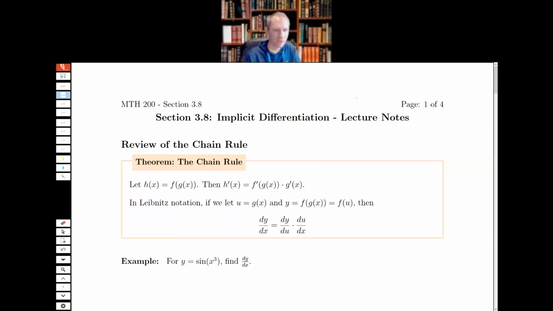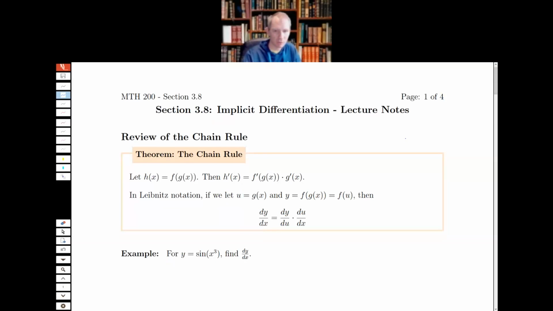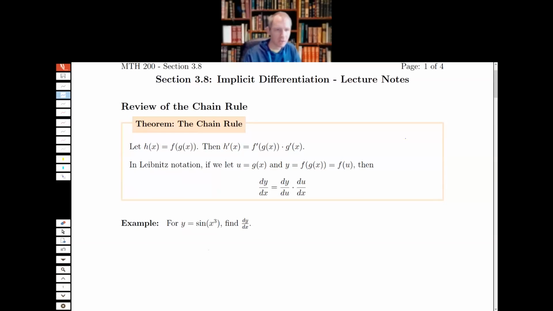Before we get to implicit differentiation, though, it's all built on the chain rule. So what we're going to do is begin by reviewing the chain rule. Here's our statement of the chain rule. If I have a function h of x that's defined as the composition f with g of x plugged in, then the derivative of h is f prime with g plugged in times g prime of x.